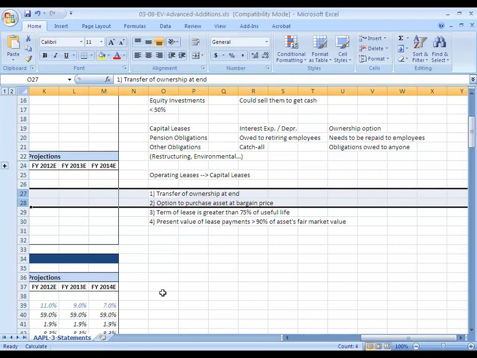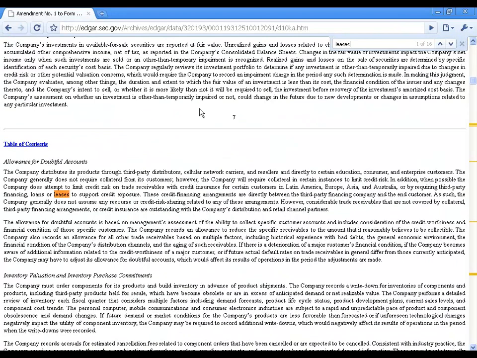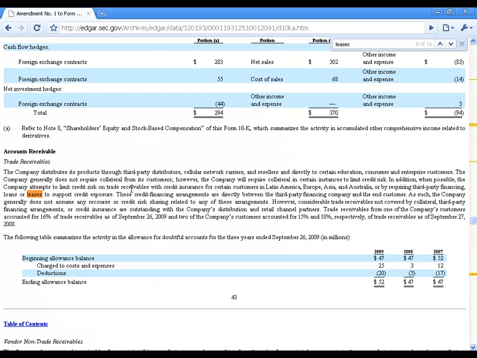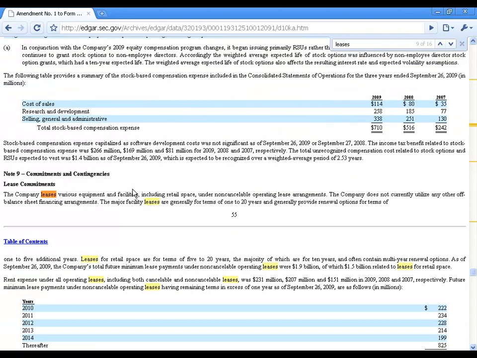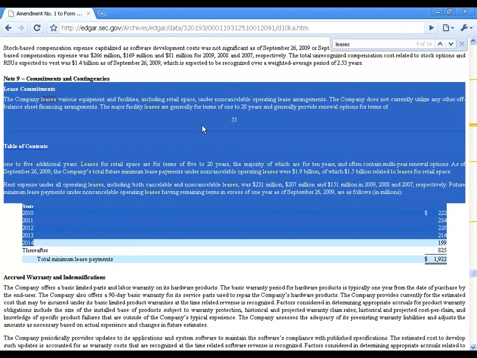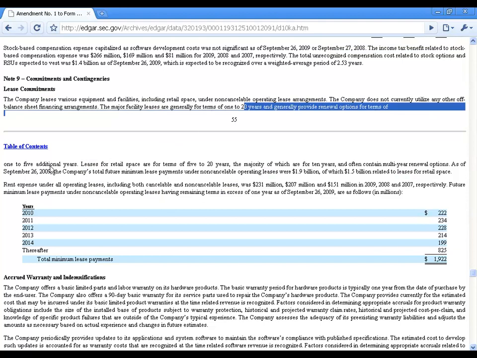If we go in and look at Apple's filing right now, I'm just going to search for leases. So you see right here, they have the operating leases amount. Just searching through this. We see here under lease commitments, they list out the leases right here, and they give a sense of how long the leases last for. So they have terms of 1 to 20 years, renewal options of 1 to 5 additional years.